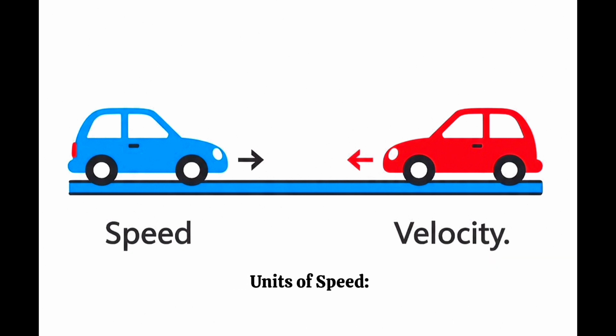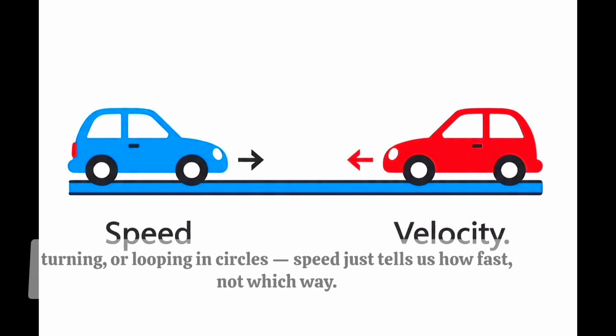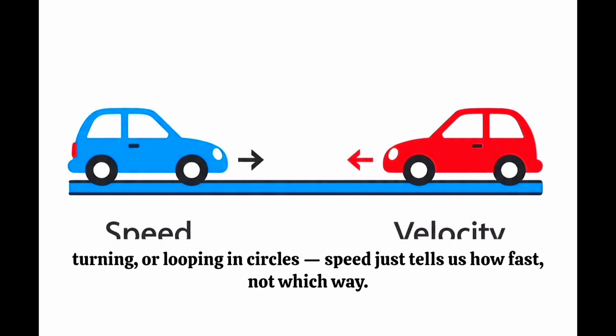Units of speed: meters per second, kilometers per hour, miles per hour. Example of speed: imagine you cycle 10 kilometers in 2 hours, so your speed is 5 kilometers per hour. Simple. Speed tells you how fast you're going, but not where you're going. It doesn't care about direction. So whether you're going straight, turning, or looping in circles, speed just tells us how fast, not which way.